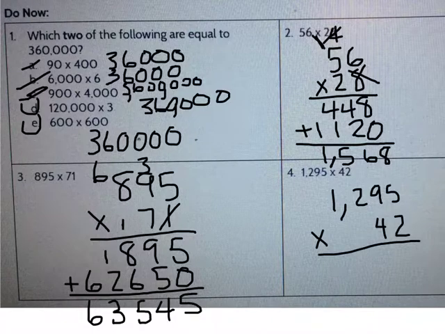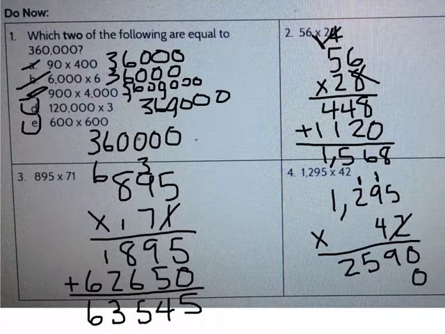I start by multiplying 2 times everything. 2 times 5 is 10. 2 times 9 is 18, plus 1 more is 19. 2 times 2 is 4, plus 1 more is 5. 2 times 1 is 2. Drop my 0. 4 times 5 is 20.